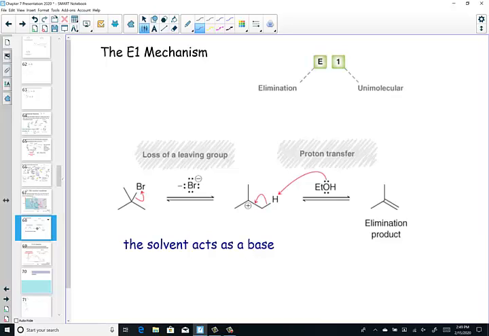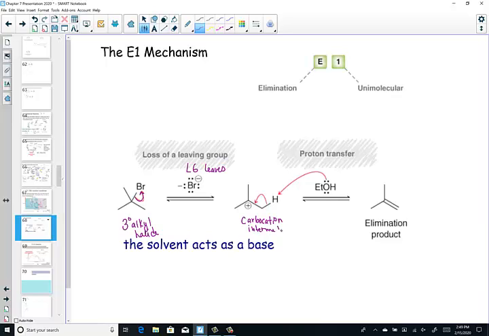The E1 mechanism again attacks the protons of a beta hydrogen. Here is a tertiary alkyl halide. The rate determining step says I'm going to sit there until the leaving group leaves. And when it does so, it picks up its electrons and forms the bromide anion. So here we have the carbocation intermediate, so far exactly the same as the SN1 mechanism.